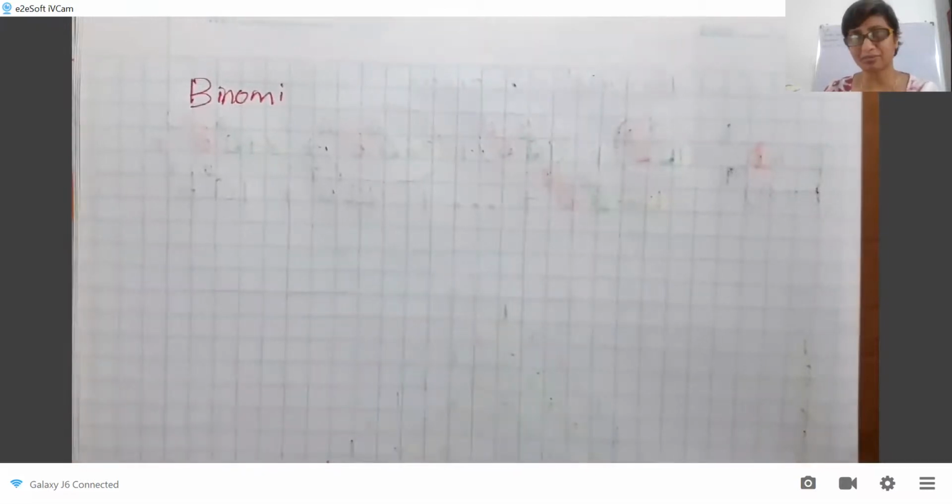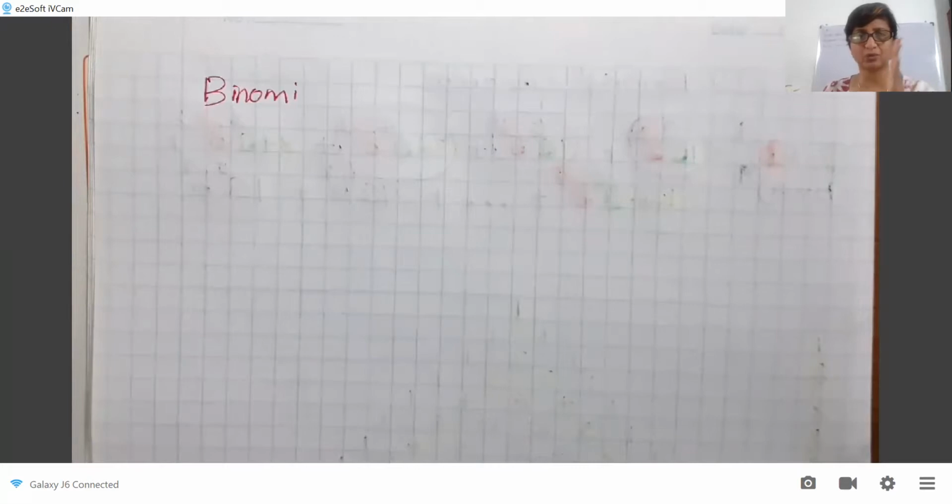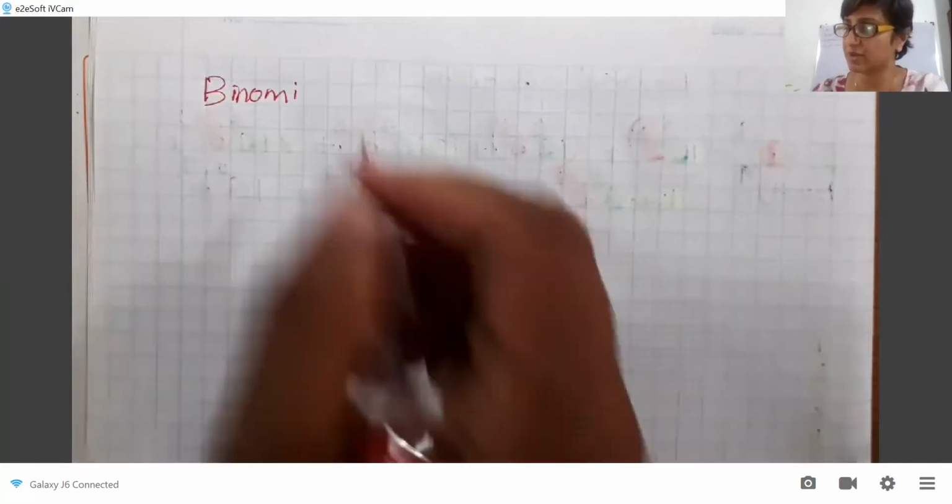So we are writing down the binomial theorem. There's nothing to memorize here, like word-to-word memorization. Even in physics, sometimes you learn laws by heart, like Newton's first law. There's nothing like that here. You just have to understand the theorem and be able to apply it. So here goes the binomial theorem.